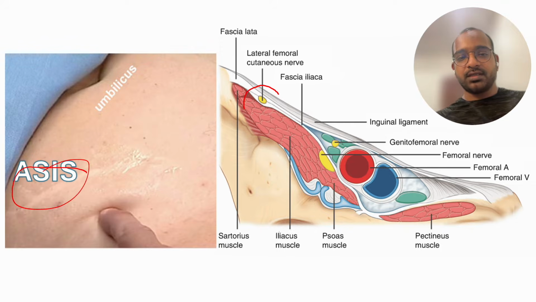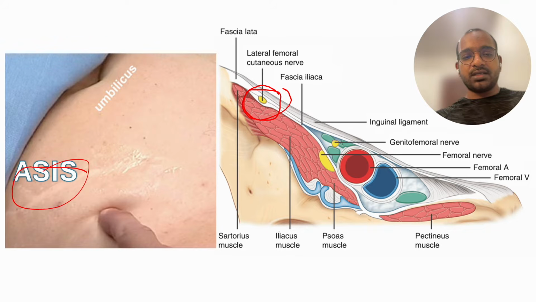So here we can see this is the lateral femoral cutaneous nerve. Once it is passing through that, it can get impinged under the inguinal ligament. Once it passes under the inguinal ligament, it usually divides into anterior and posterior branches that provide sensation to the skin of the anterolateral aspect of the thigh till the knee joint. So the patient was also having pain in the similar distribution.